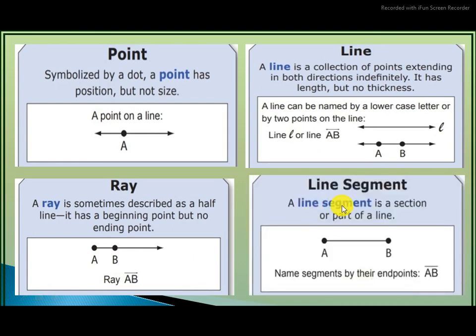Last comes a line segment. A line segment is a section or a part of a line. So here we have L as a line and AB is a part of a line, which is the line segment. And when you denote the line segment, you just draw a line above it without any arrow mark, which shows that it has two endpoints.